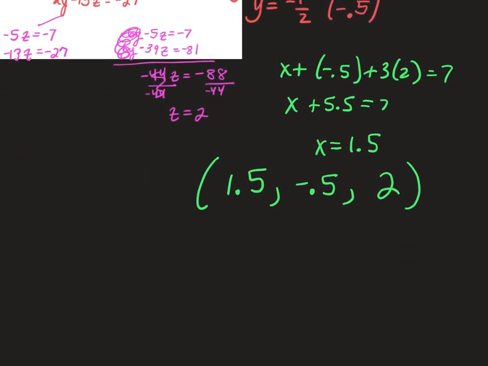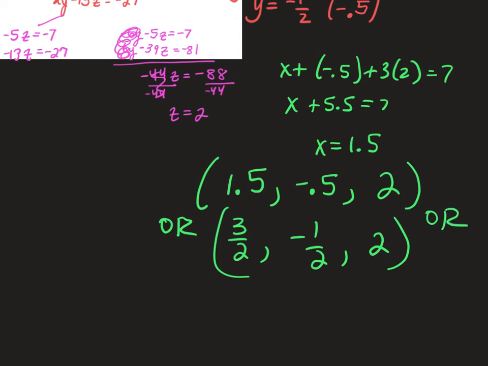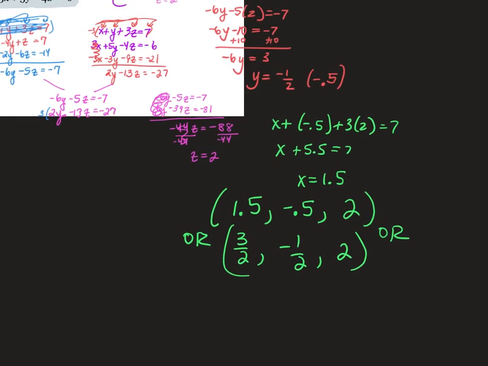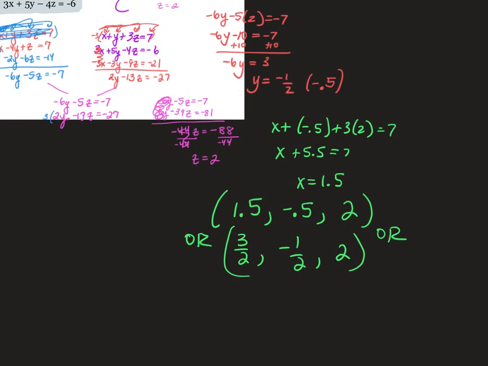The answer here could also be 3/2, negative 1/2, and positive 2. I don't care, as long as it's a terminating decimal, meaning it doesn't repeat when you put it in your calculator. We all right? Okay, we got a fraction. Not a big deal. Everybody's okay. We lived through it. Last one.